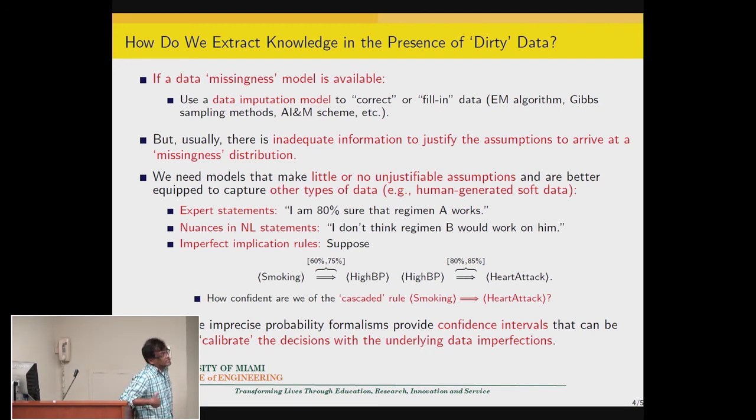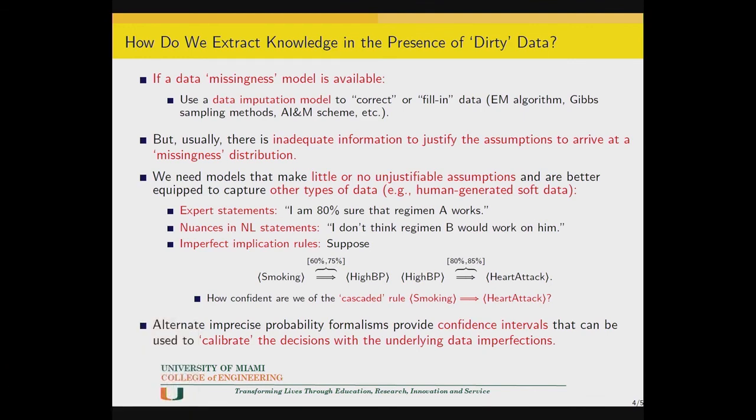Imperfect implications. For example, people use rules all the time. So if you have imperfect implications, it's not possible to model them with probabilities. For example, smoking implies high blood pressure. There's an imperfection here. So how do you use that? So that's basically the research that I'm doing. Thank you.